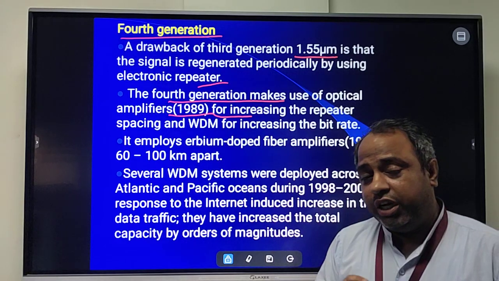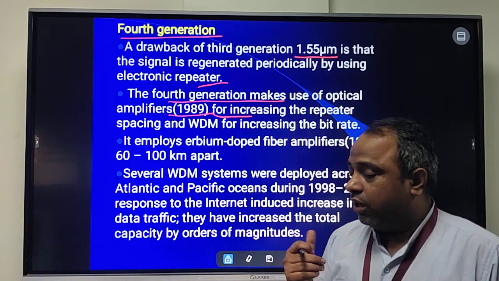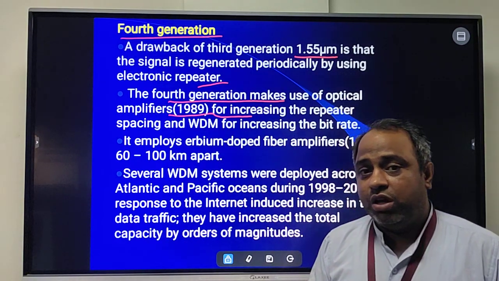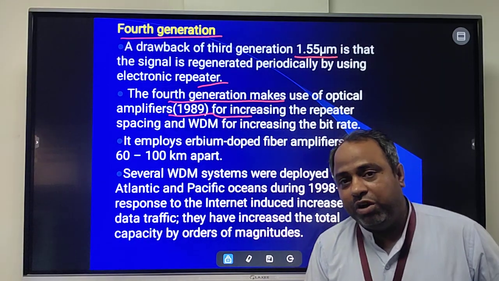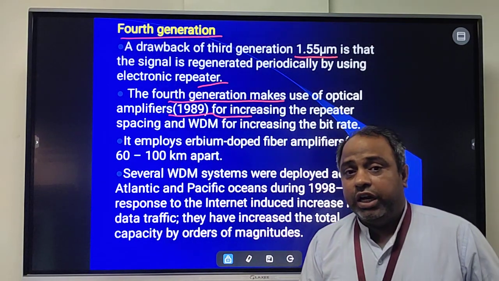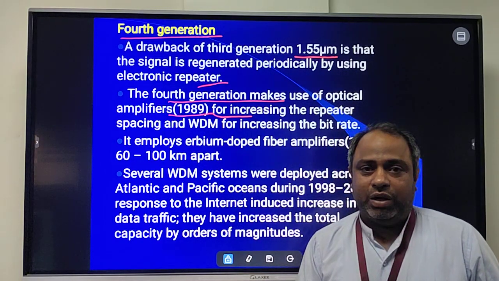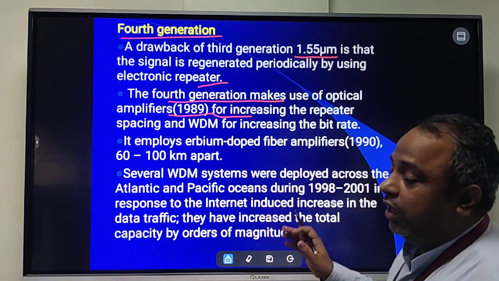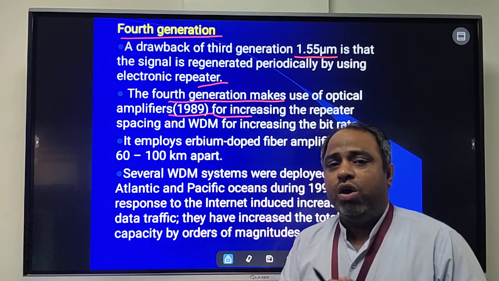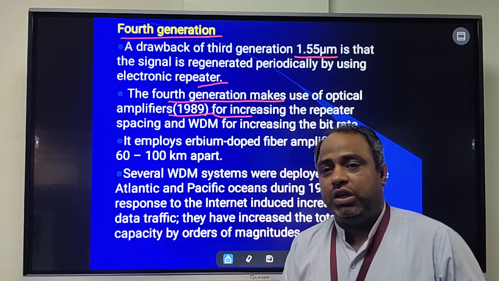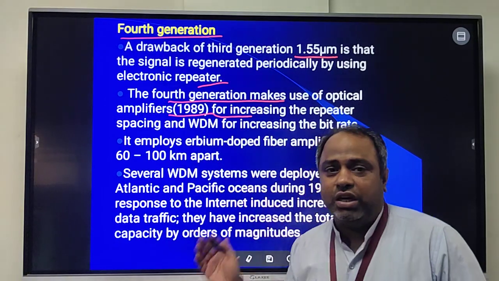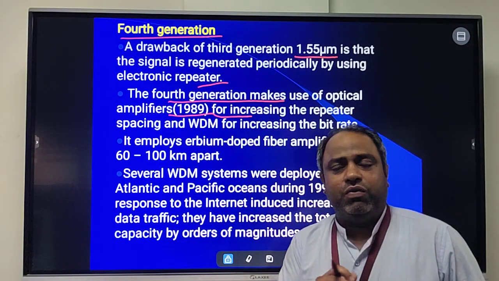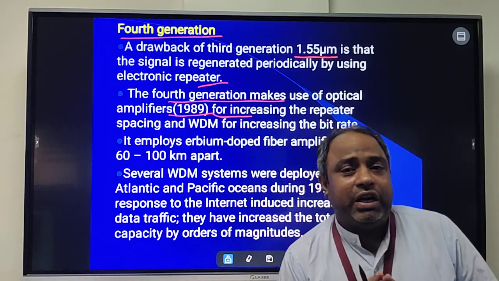We use 3 types of optical amplifier in optical fiber communication. The first is the semiconductor optical amplifier. The second is the Raman amplifier, and the third is the EDF amplifier, the erbium-doped fiber amplifier. These amplifiers remove the repeater spacing connectivity between the distances. Up to the third generation, 60 to 70 kilometers was used, which does not require any repeater signal.